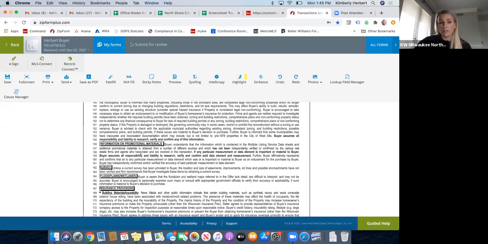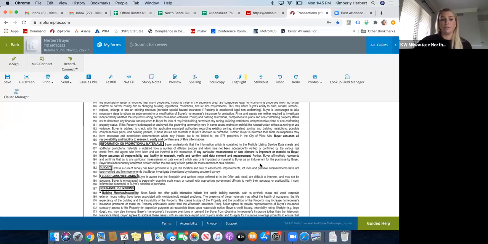There's a disclosure about information on promotional materials. So buyer understands that the information which is contained in the MLS and additional promotional materials is obtained from a number of different sources, which has not been independently verified or confirmed by the various real estate firms and agents who have been and are involved in this transaction. If any particular measurement or data element is important or material, the buyer assumes all responsibility and liability to research, verify, and confirm said data element and measurement.